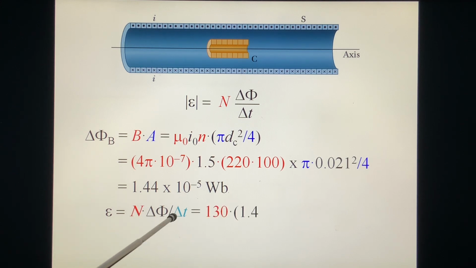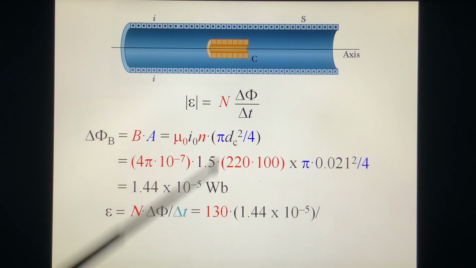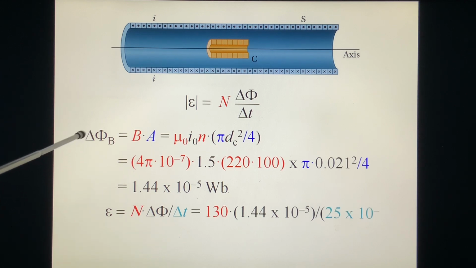The EMF is N delta phi over delta t. Delta t is 25 milliseconds. Delta phi is from the maximum to zero, this one. The answer is 75 millivolts.